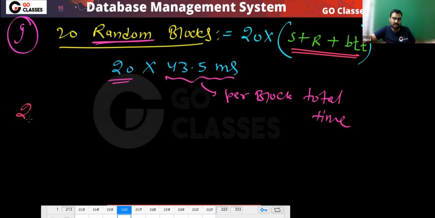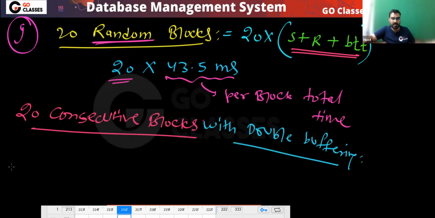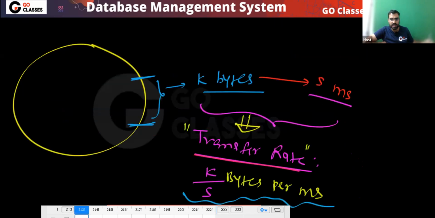Now in the same question, if you have 20 consecutive blocks, using double buffering, the question is already saying that you don't need seek or rotational delay again and again, because you can save. See, the question is saying you can save seek time and you can save rotational delay. Both of them you can save.